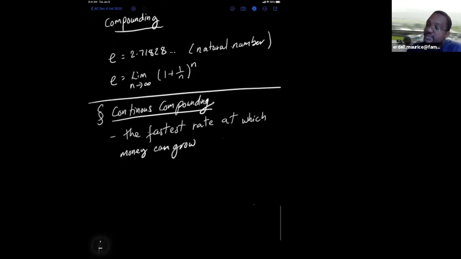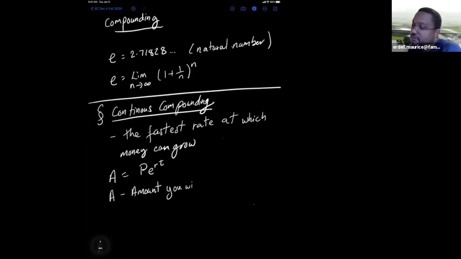For money in particular, the amount that you have is equal to the amount you invest multiplied by e raised to the rt formula. Hopefully you've seen this formula before when you're doing college algebra. A is the amount you will have in the future or you expect to receive. It's often called the future value.